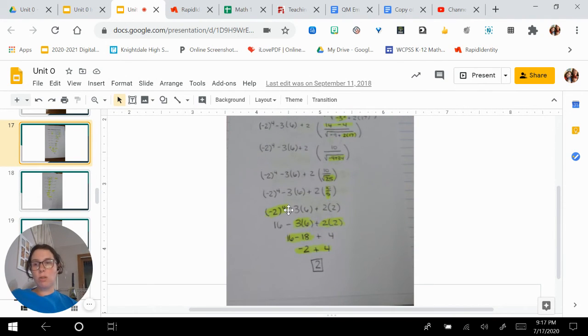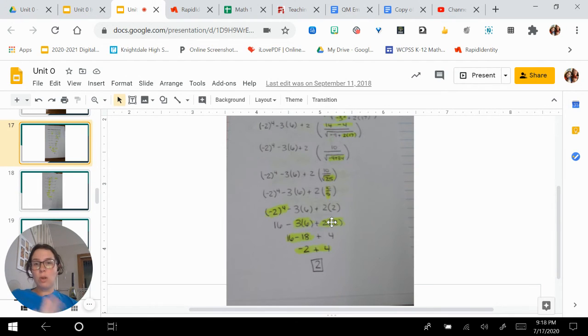So we're going to go back to GEMDOS. So no more grouping symbols. So we have E for exponents. So negative 2 to the 4th, that's the same thing as saying negative 2 to the 4th power. And so negative 2 to the 4th is 16, positive 16, because the negative's in parentheses. And then I bring everything else down, okay?